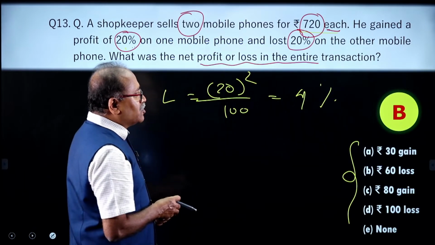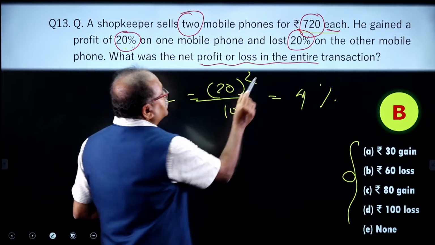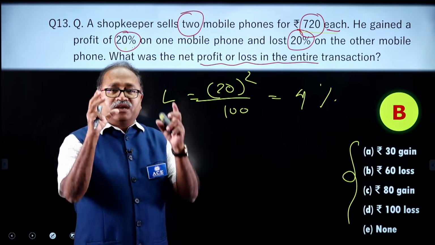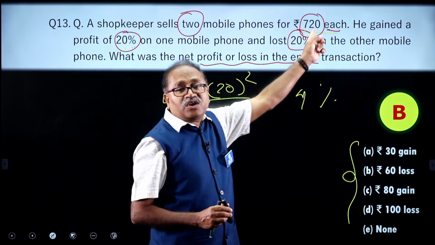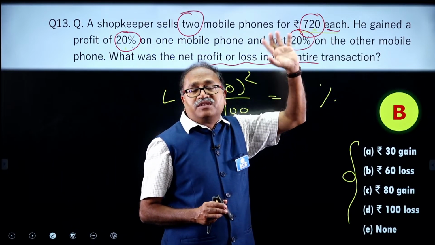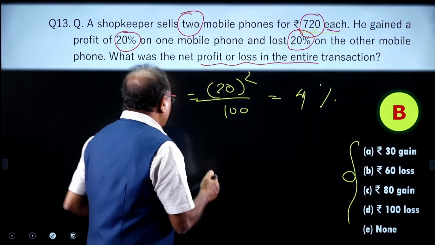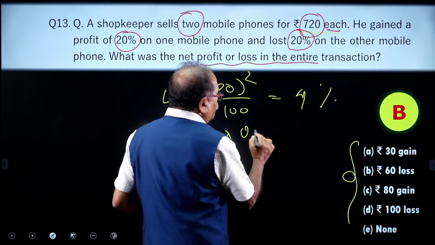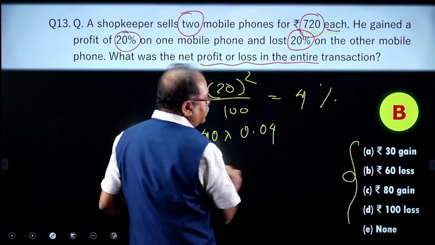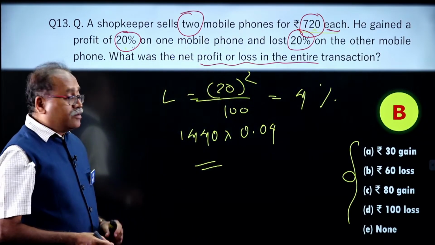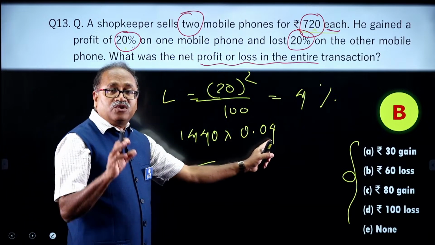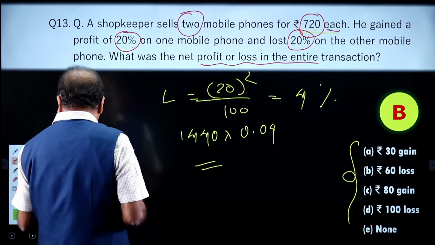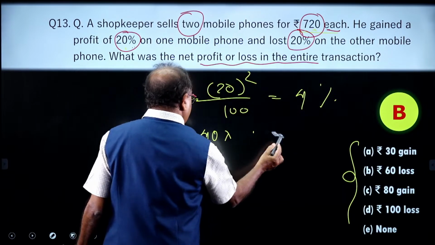And the 4% loss of what? The 4% loss of 720? No, that is one selling price. The total selling price will be 2 times 720, that is 1440. So now 1440 times 0.04, and that is your loss. But it should not be calculated that way, because I have the selling price here.